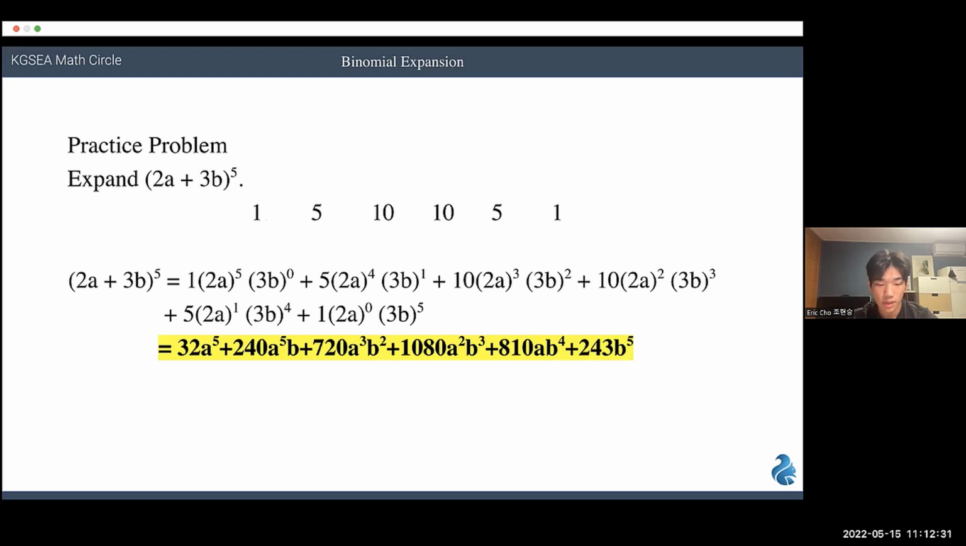Although the computation might not have been the easiest, it would have been much harder to expand this expression without using the Pascal triangle.